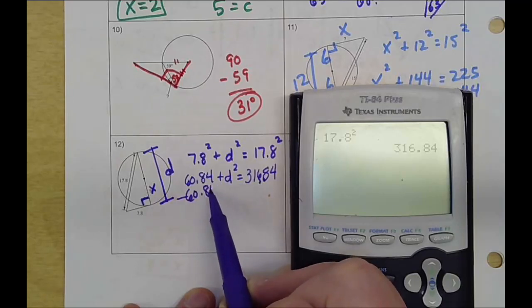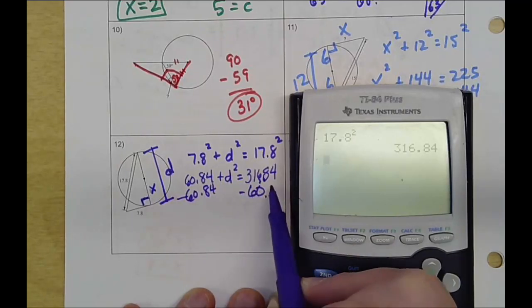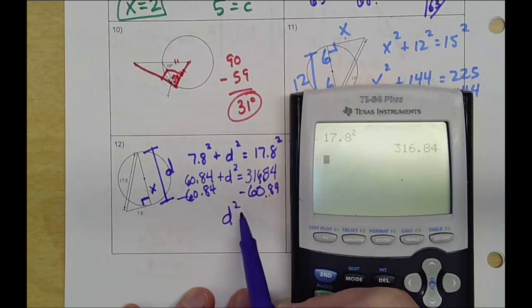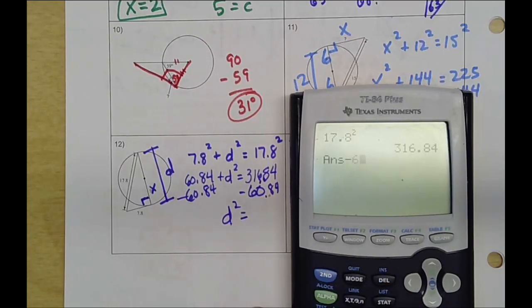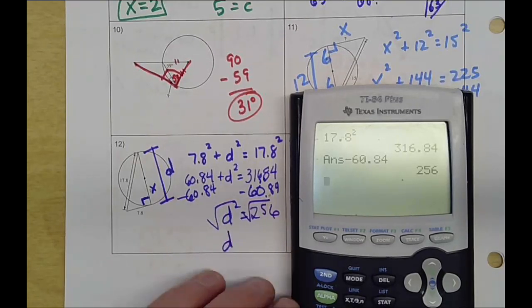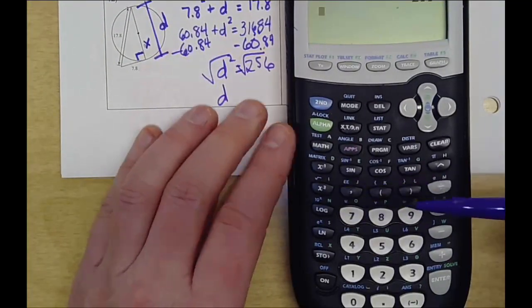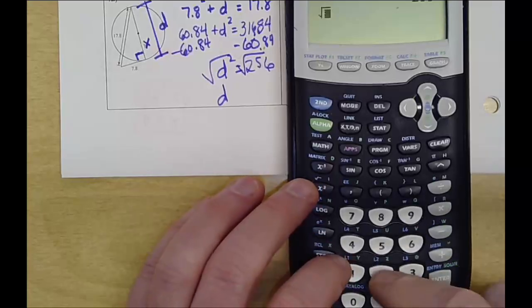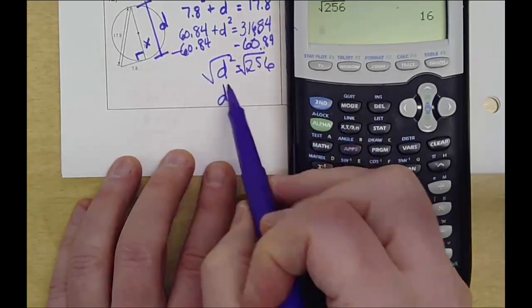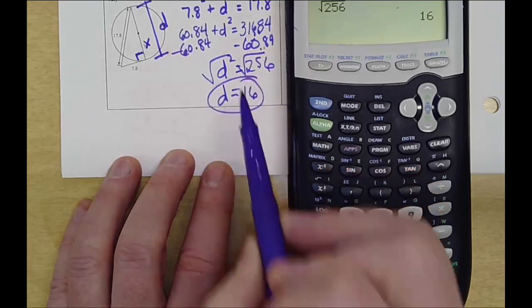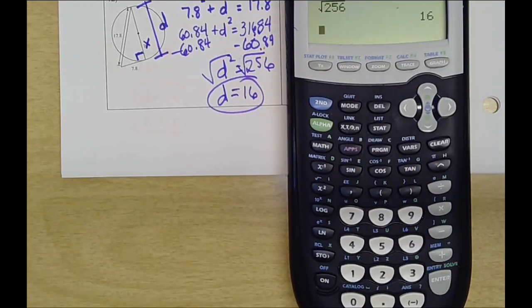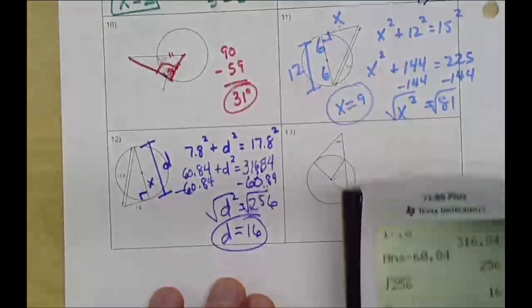Subtract this. Now this one's not familiar to me either. Let's see what we get here. Subtract 60.84. Oh, now that is familiar. That has a square root. You square root both sides. You've got a button on here for square root. It's right above x squared, that blue thing. You go second, square root, 256. Get D to equal 16. Not bad.